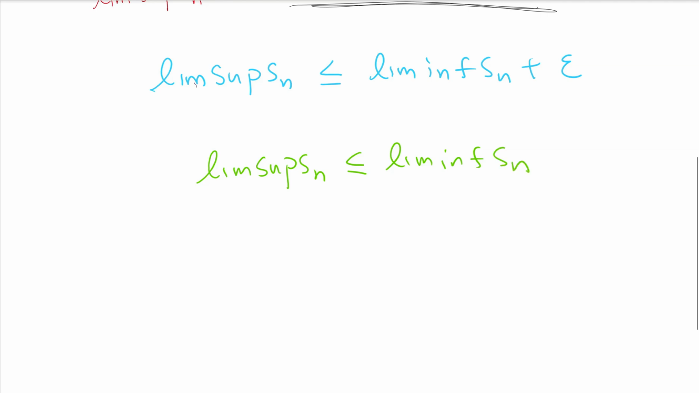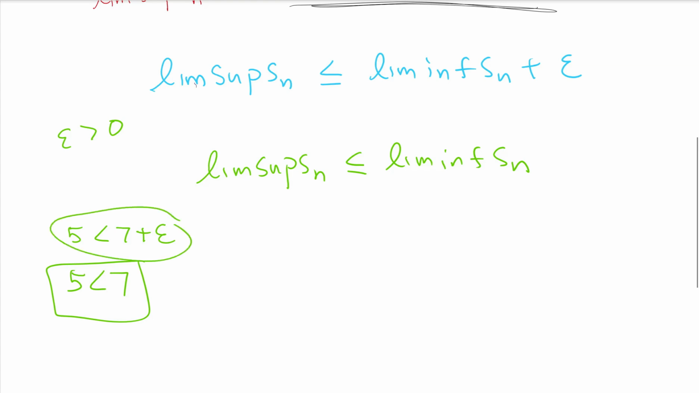Now, why can we drop that epsilon? Again, if you don't believe me, write an example. Think about this: 5 is less than 7 plus epsilon. This is valid for any epsilon greater than 0, right? So we can say 5 is less than 7 by dropping epsilon. But the important point is that this statement should be valid for any epsilon greater than 0. For example, 5 is strictly less than 2 plus epsilon. Is this valid for any epsilon? No, it doesn't hold for epsilon equal to 1. So that's why we cannot write 5 less than 2. It has to be valid for any epsilon, then we can drop it.